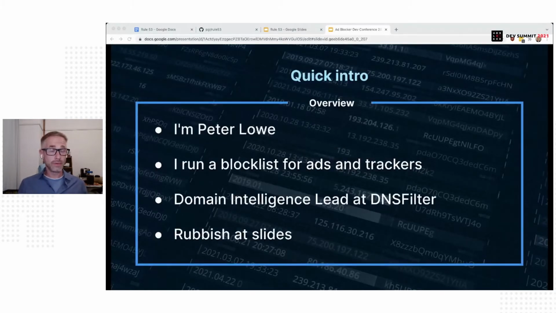First of all, quick introduction. I'm Peter Lowe. I run a block list for ads and trackers. Been doing it for quite a long time, 20 plus years, I think now. And I am the domain intelligence lead at DNSFilter. So I spend a lot of time thinking about domains and what's on them and what they mean and what they do. I'm also rubbish at slides, so I do apologize in advance for the plain slides with no effects or anything like that. I don't know how to work them, so I usually get someone in marketing to do it for me, but I had to do this on my own, unfortunately.